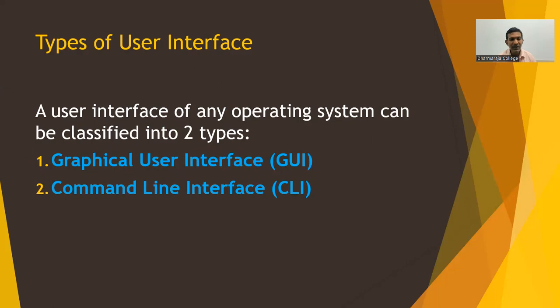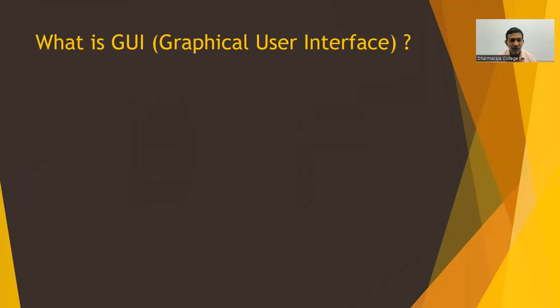Now, we want to see which one is easy for us, whether GUI is easy or CLI is easy. So we will see what the features of these interfaces are, because if the interface is easy, people can communicate easily. Okay, but there are some other things we have to see. So we will just see what they are. First, we're going to see what GUI, or the graphical user interface, means.